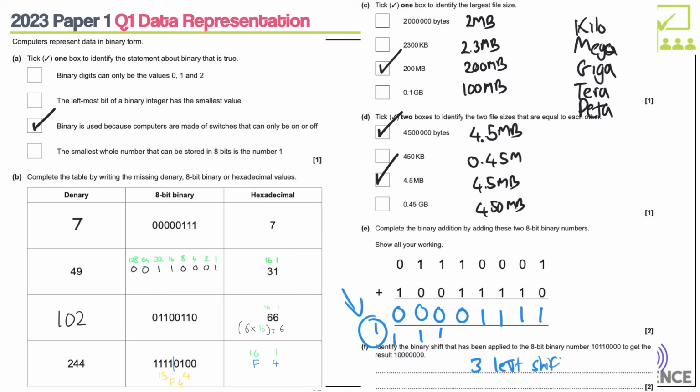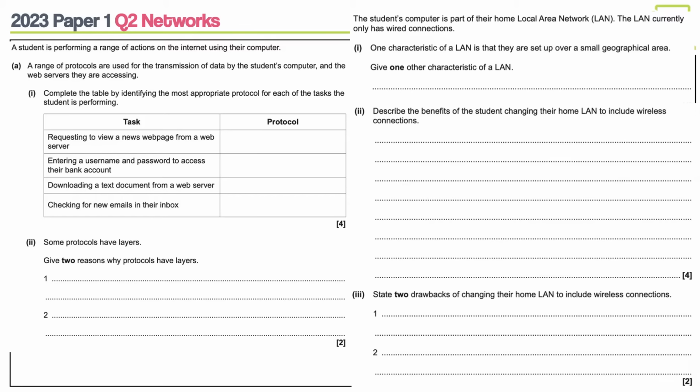Beautiful. A student, so this is a question on networks, is performing a range of actions on the internet using their computer. A range of protocols are used for the transmission. Definition of protocols? A set of rules that govern communication.